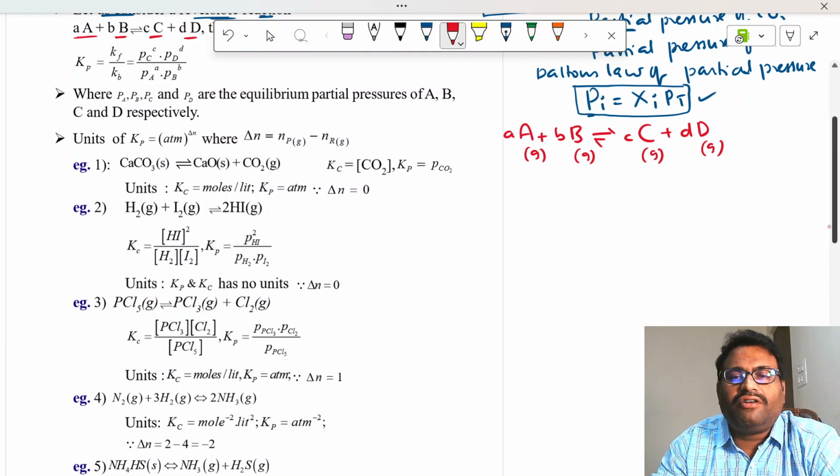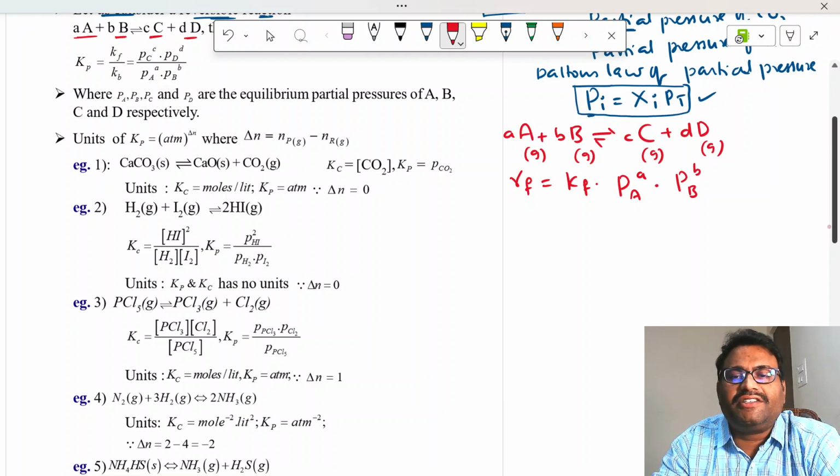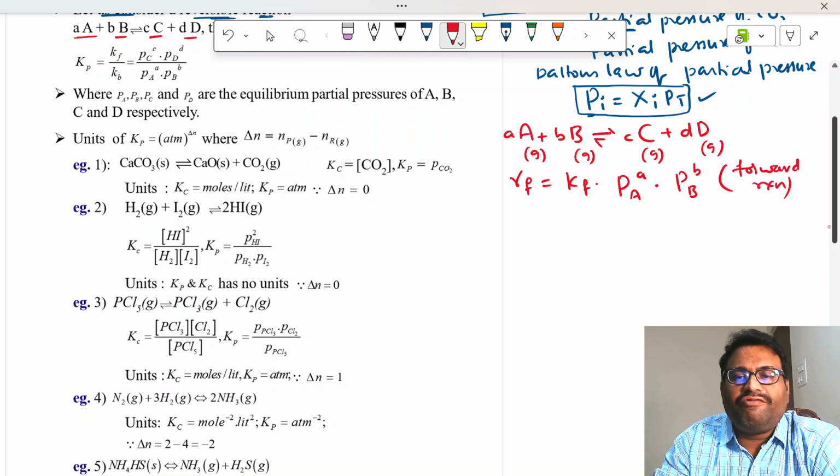Rate of forward reaction is equal to Kf into, as these are gases, before we have spoken that they can also be represented in terms of partial pressure, partial pressure of A power a into partial pressure of B power b, because these two are reactants. This is for the forward reaction. For the backward reaction, let us take Rb is equal to Kb into partial pressure of C power c into partial pressure of D power d.